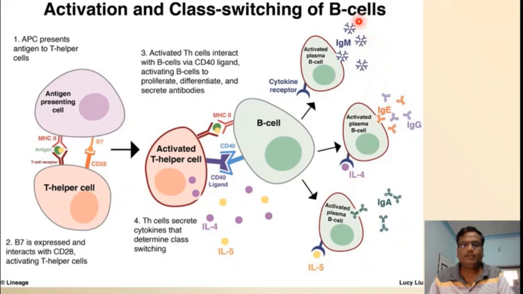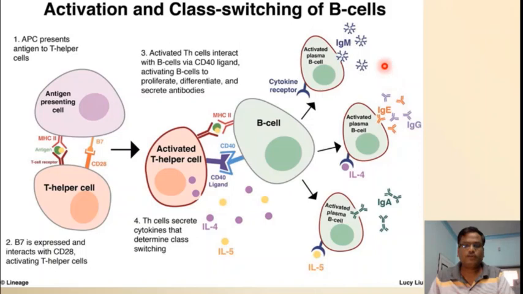Now they are secreting different types of immunoglobulins. Now what are immunoglobulins? Immunoglobulins are nothing but antibodies. And there are different classes of immunoglobulins like immunoglobulin M, immunoglobulin E, immunoglobulin G, immunoglobulin A, etc. Whereas immunoglobulin G, IgG, is the most prevalent and most common type of immunoglobulin. This is produced in maximum quantity.